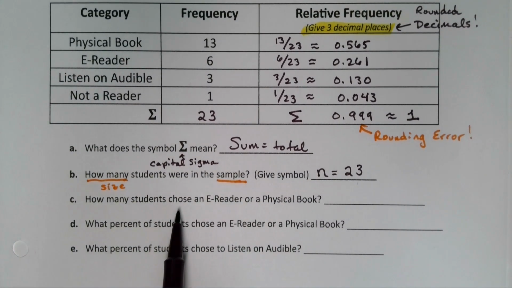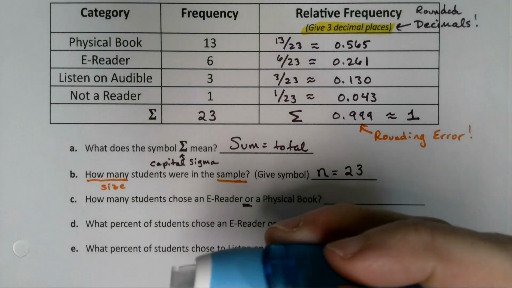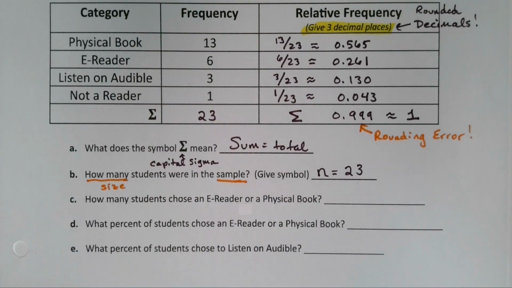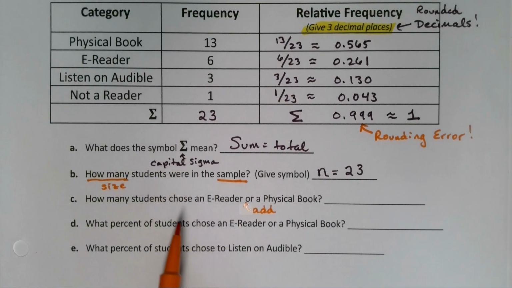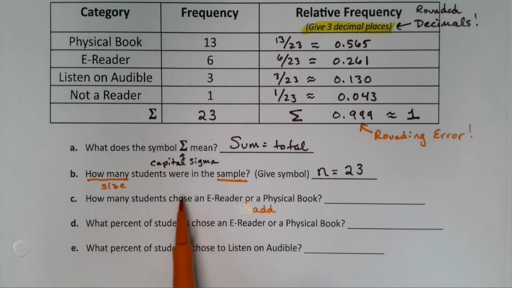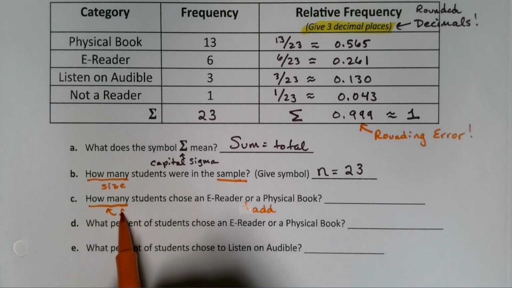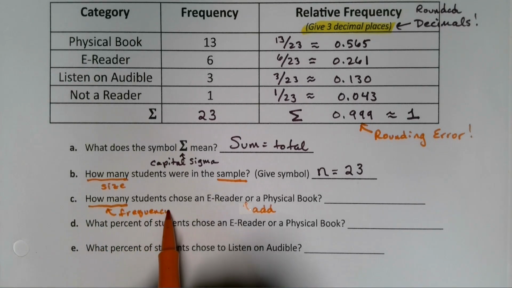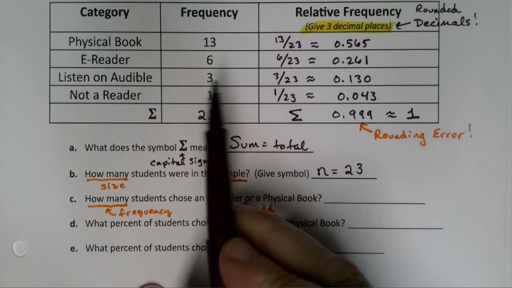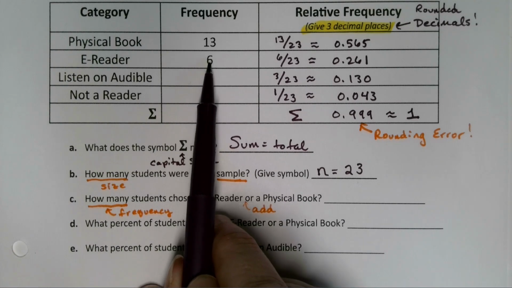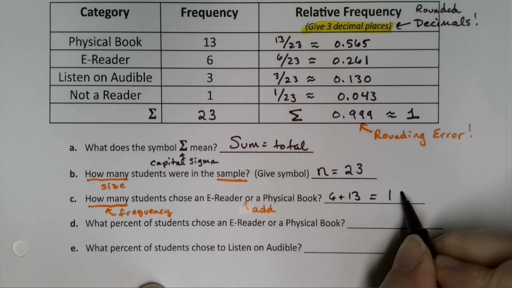All right, how many students chose an e-reader or a physical book? Now, or is an interesting thing in statistics class. In statistics class, or will mean to add. So we want to know how many students were e-reader or physical book, and how many means it's frequency. This is a whole number, not a decimal. So we're going to take the e-readers and the physical books. So e-reader is 6 and physical books is 13. So 6 plus 13 makes 19 total.